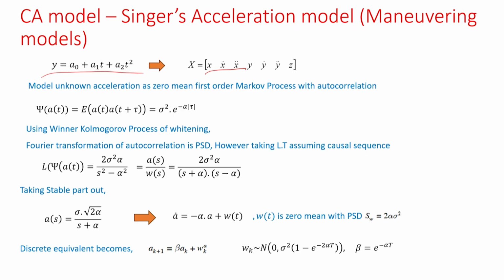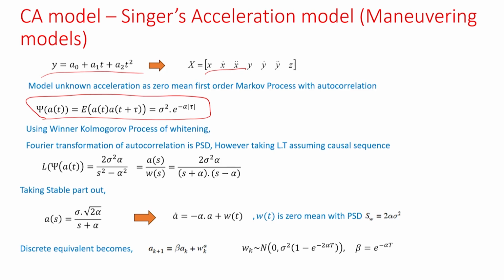Now, there are 2 ways to model it. One is called Singer's acceleration model, very important from a tracking point of view. What does Singer do? Singer acceleration model uses a first order Markov process, obviously 0 mean, with an autocorrelation of this form to model your acceleration, the forcing function, because it is a maneuver model. Maneuver model means there should be a forcing function. What could be? In a constant velocity process, it is the velocity. Now, here it is the acceleration.